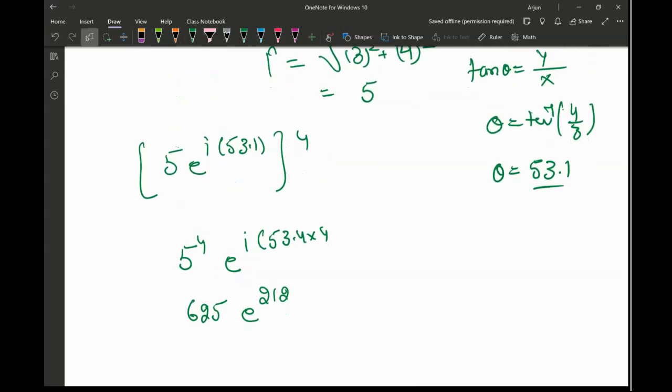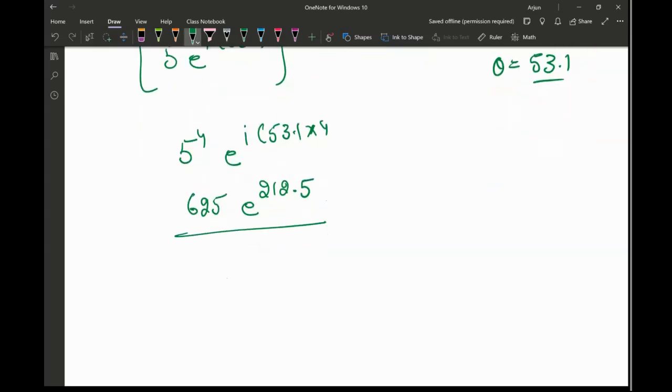Let me do the calculation one more time. Second function, tan inverse of 4 divided by 3, which is 1.33. Multiply this number by 4, and we get 212.5.